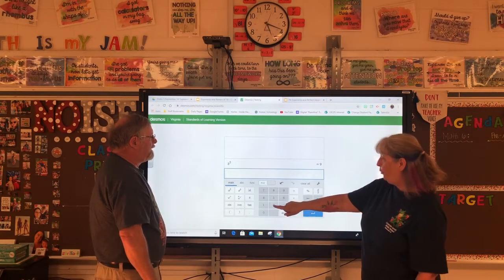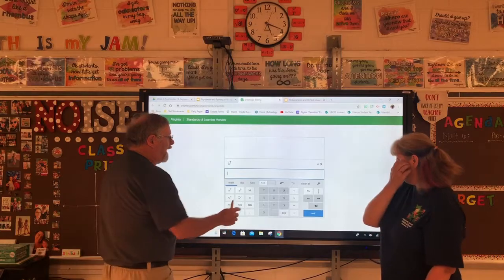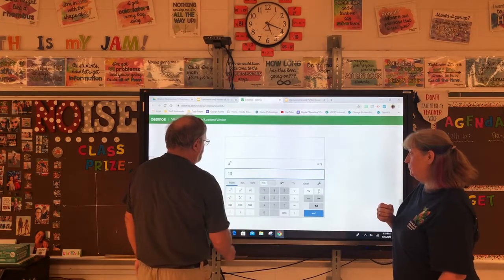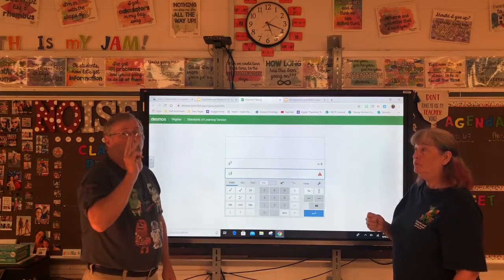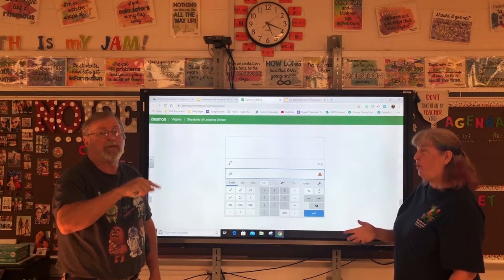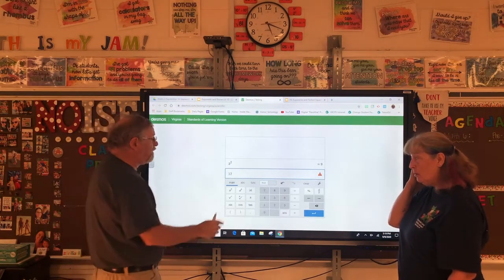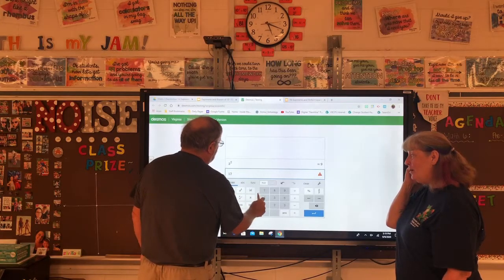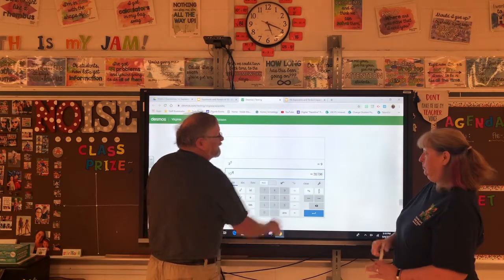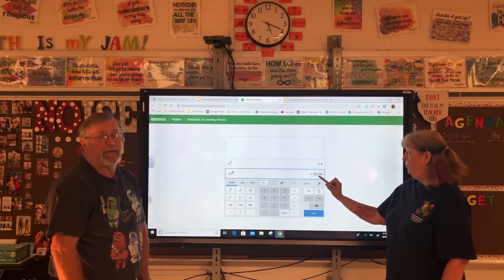Let's use something harder. How about if we had 12, and we're going to raise it to the power of just 4, which would be 12 times 12 times 12 times 12. So we're going to do 4, and oh my goodness, look how fast it goes up.